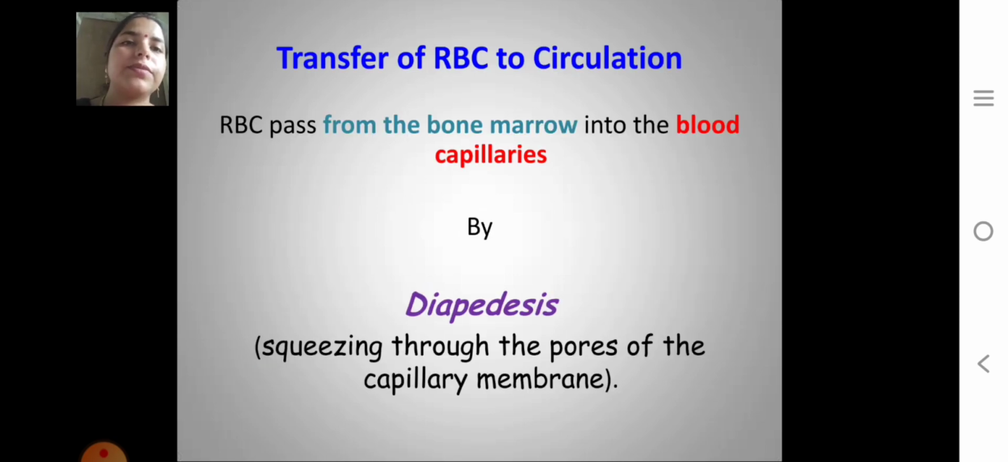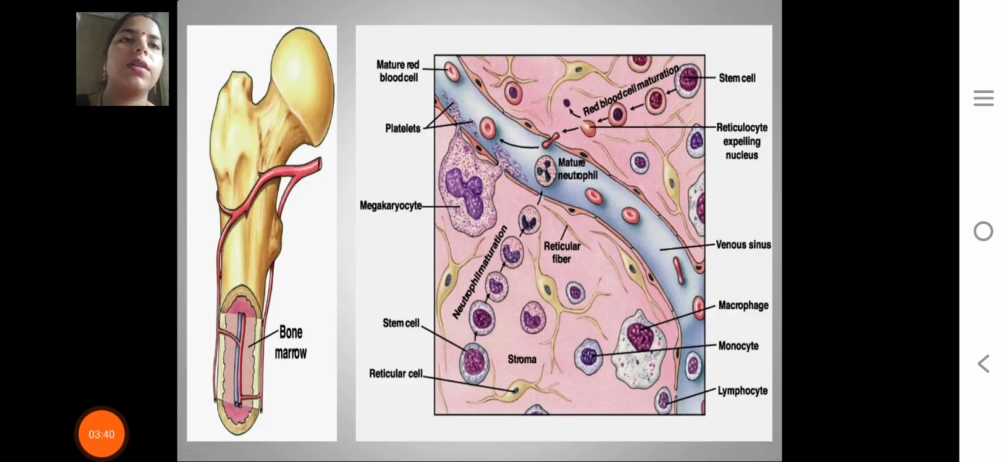Next is the transfer of RBC to circulation. RBC pass from the bone marrow into the blood capillaries by diapedesis, squeezing through the pores of the capillary membrane. So there are the bone marrow and the mature red blood cells.